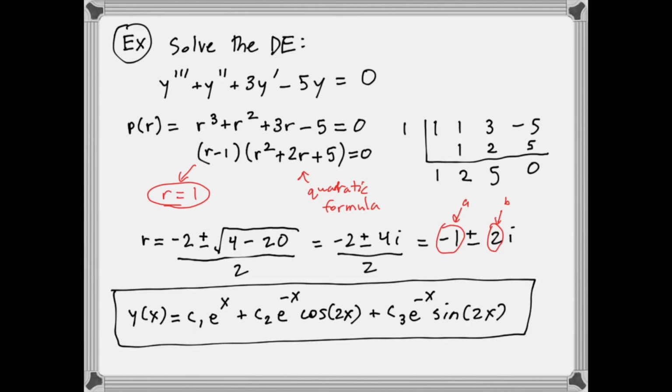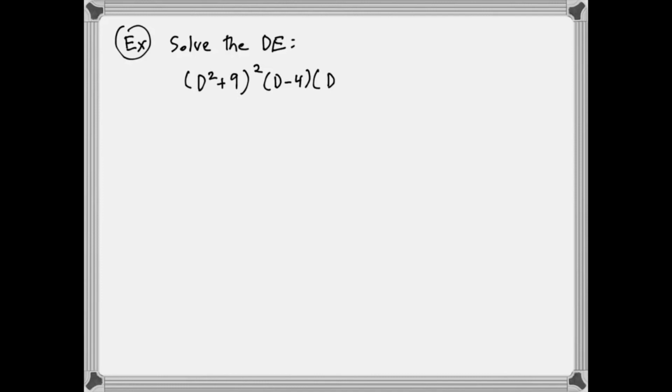So we've sort of seen an idea here, or we have an idea of what to do. I'm going to do a really complicated one now that's already going to be factored for us, but just so we could see what to do for a hard case. So how about this? This will be our last example. Solve the differential equation: D squared plus 9 squared times D minus 4 times D plus 7 cubed.